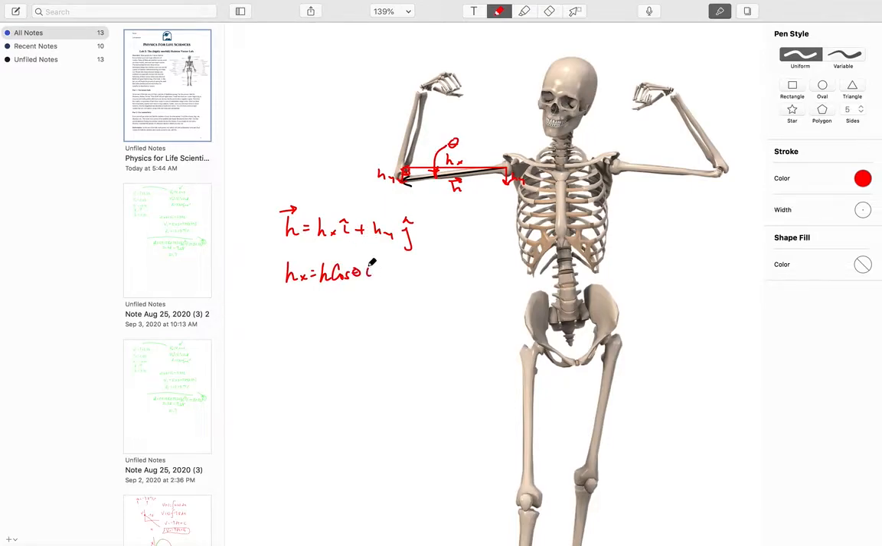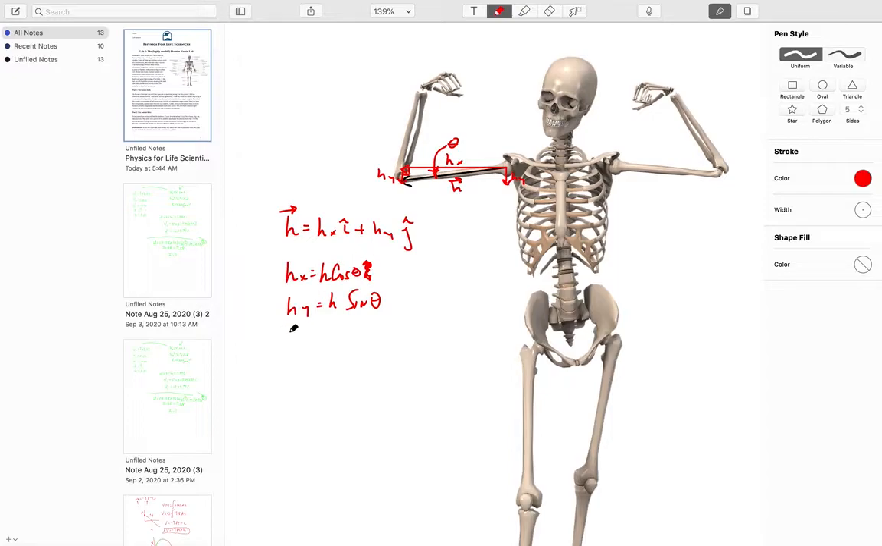If you're ever not sure, just look. Does this component touch this angle? Is this component part of this angle? Yes. Is y part of this angle? No. Y is opposite the angle, and the component opposite the angle always gets the sine. And this little i doesn't have to be there yet.